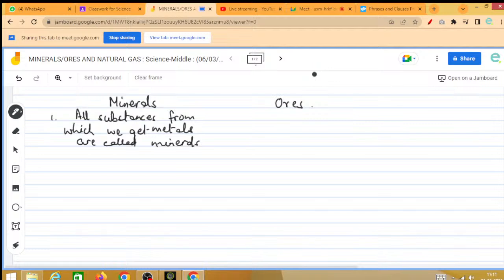Found on rocks. I'll just write rocks or earth's crust. Found on rocks from which we get metals. And what are ores? Minerals from which we get metals profitably.